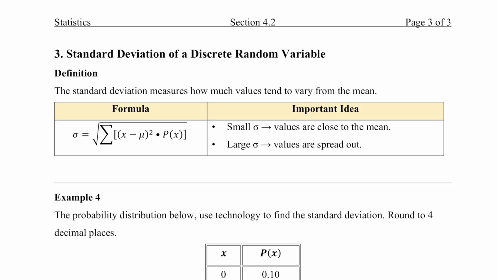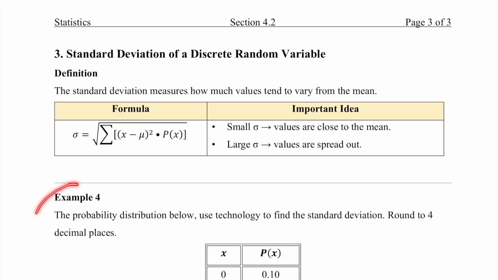The standard deviation measures how much values tend to vary from the mean. And this is the formula for the standard deviation. You don't need to memorize every detail of this formula. The important idea is that it measures how far values tend to be from the mean, while taking their probabilities into account. A small standard deviation means the values are close to the mean. A large standard deviation means the values are more spread out.